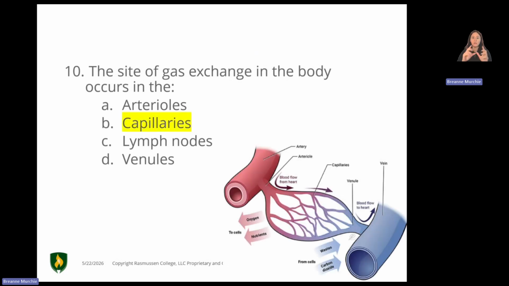Number 10, the site of gas exchange in the body occurs in the capillaries. That is where the arterioles and venules are going to meet here at the capillary bed. They're also the smallest blood vessel in the body, the capillaries are, and that is going to be the site of tissue perfusion.